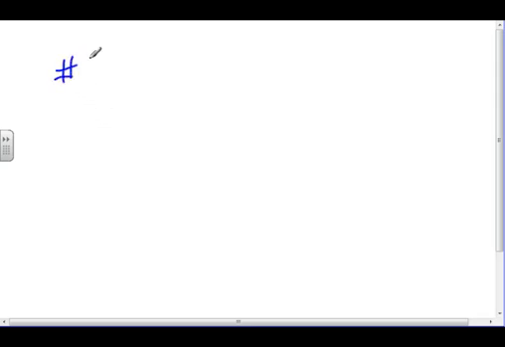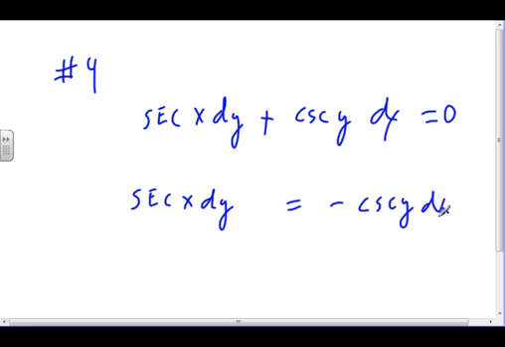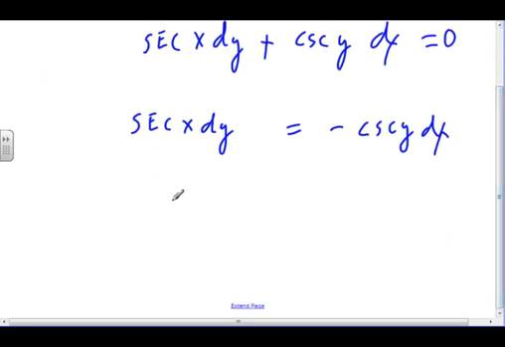Number 4. I've got secant x dy is equal to cosecant y dx, and no, it's not. It's equal to 0. There's a plus sign there. So if I write the problem down right, I'd be okay. All right. What I'm trying to do is get all the things dealing with x on one side of the equation, and all the things dealing with y on the other side of the equation. So I'll do that first. I'll put that on the other side, and then I'll say minus dy over cosecant y is equal to dx over secant x.